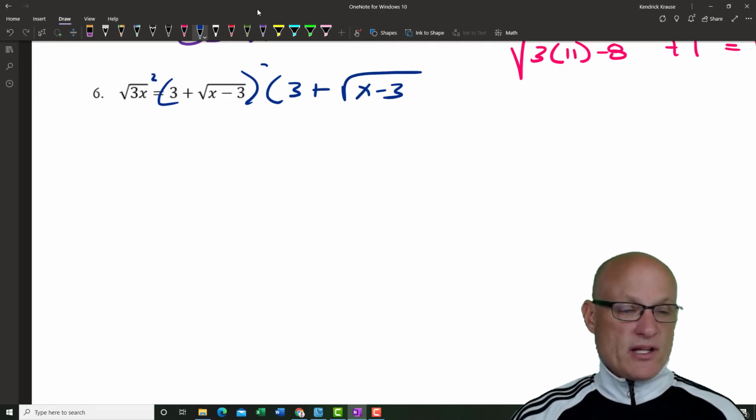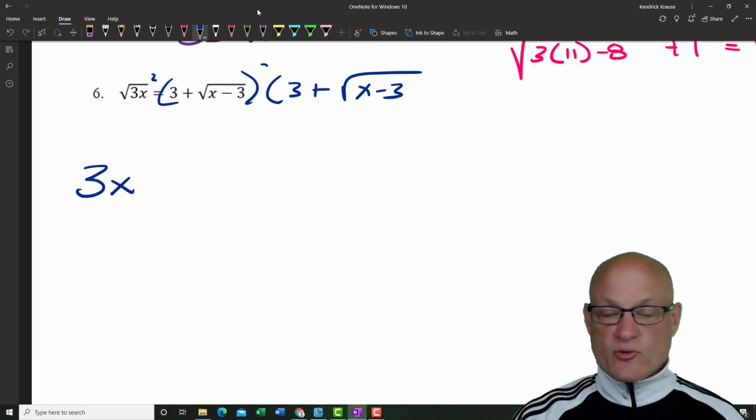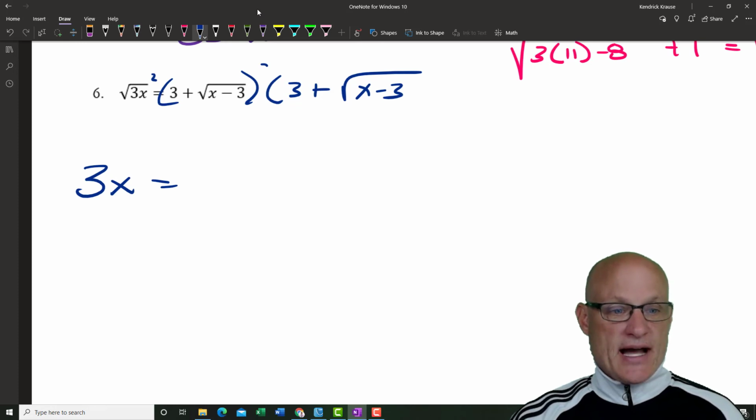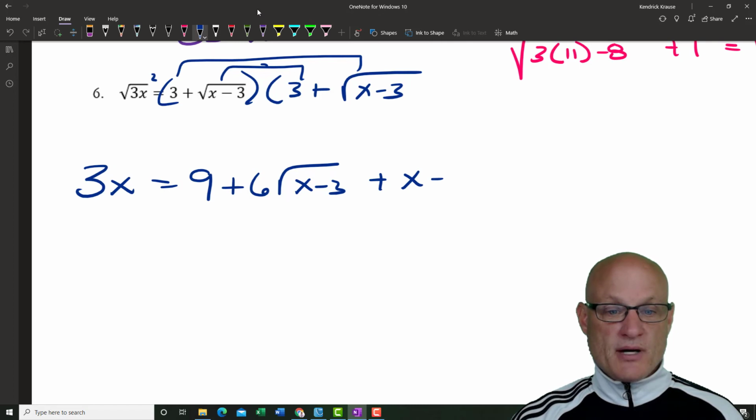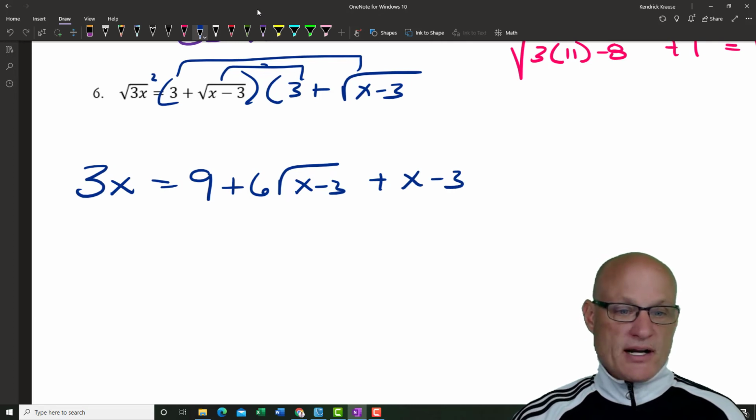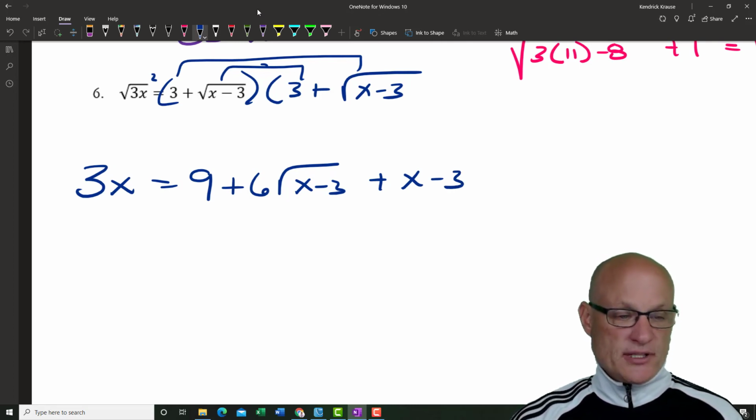So on the left side, I get 3x because the square and the square root just cancel each other out. Equals 9. Positive 3 of those things and positive 3 of those things is positive 6 square roots of x minus 3 plus x minus 3.